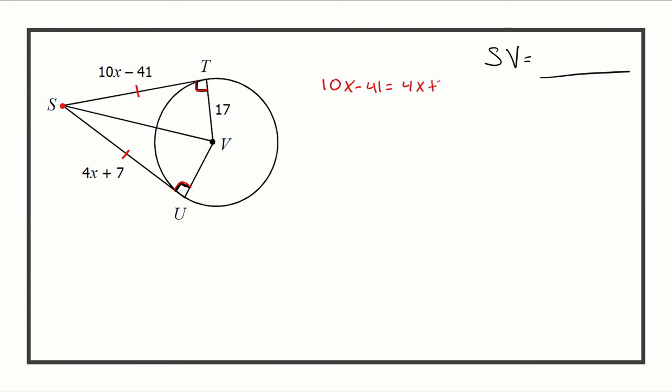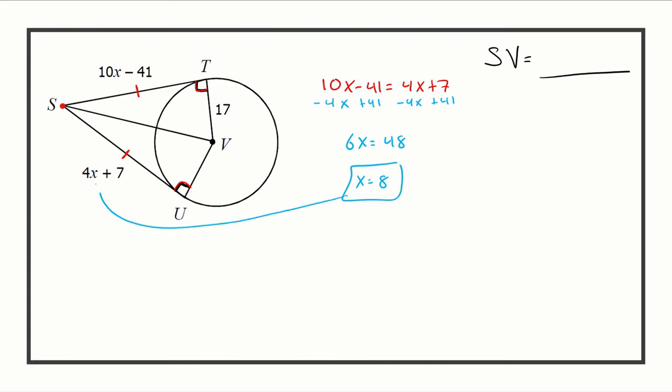And the first thing we're going to do is solve for x. So from here, we're going to subtract 4x on both sides. At the same time, we're going to add 41. So on the left side, I'm left with 6x. On the right side, I'm left with 48. Divide both sides by 6, and we get x to be 8. Once we know that x is 8, we simply substitute it back in there, and we have 4 times 8. So 4 times 8 is 32, and 32 plus 7 is 39. So this side here is 39, and this side here should also be 39.